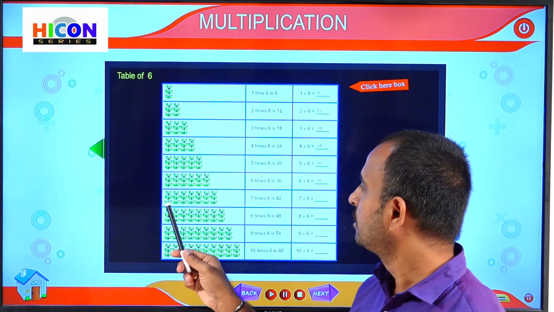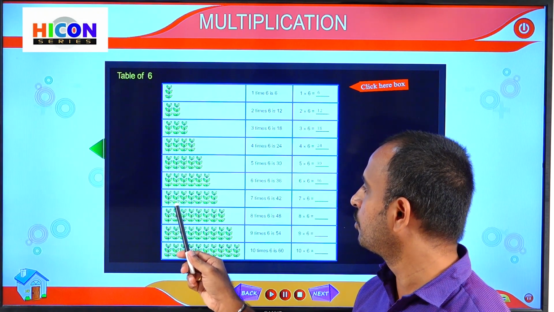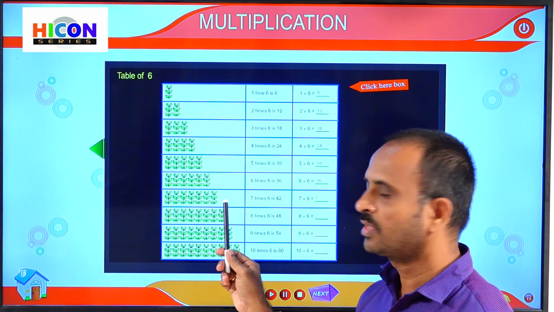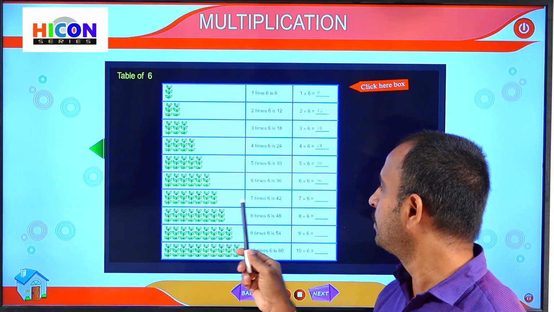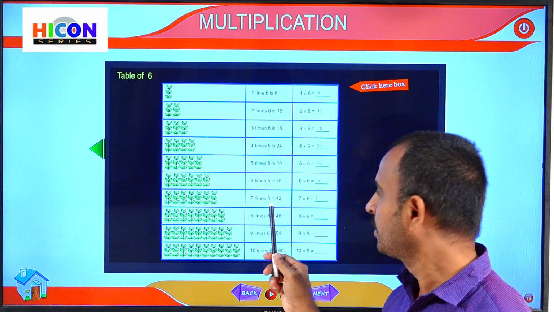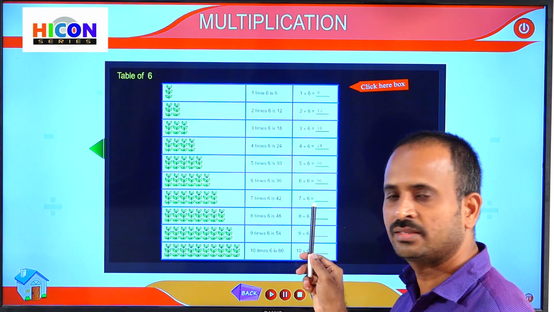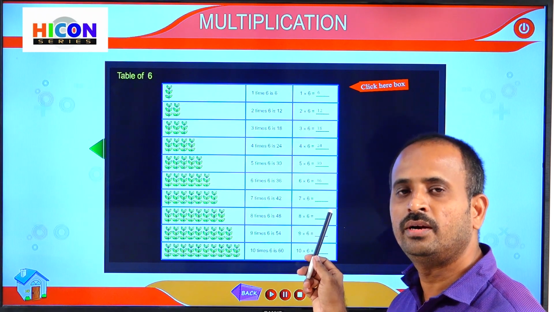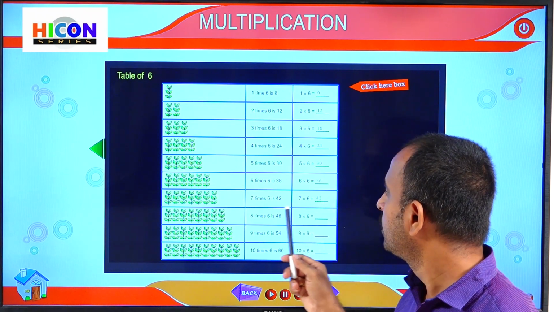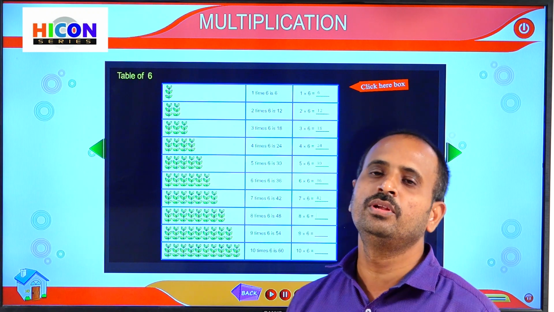And see the next one. Children, how many groups are there? 1, 2, 3, 4, 5, 6, 7. 7 groups are there. Each group has 6 leaves. It can be written as 7 times 6. And 7 into 6. 7 6 jar. Children, how much? 42. So write 42. That means there are total 42 leaves.